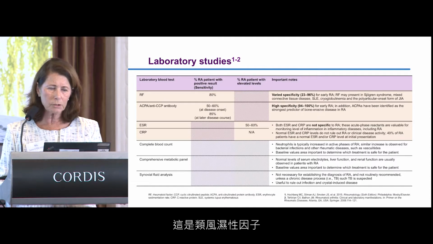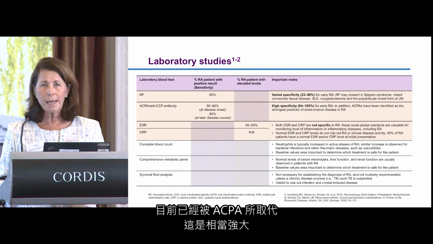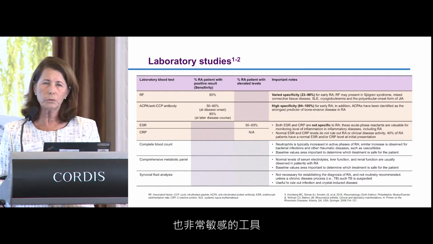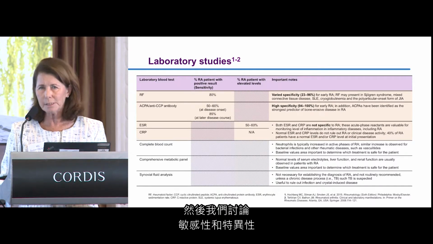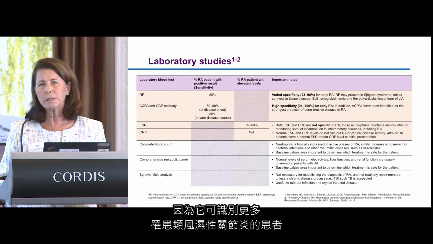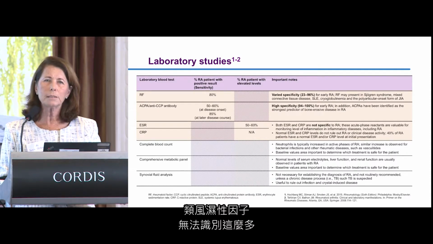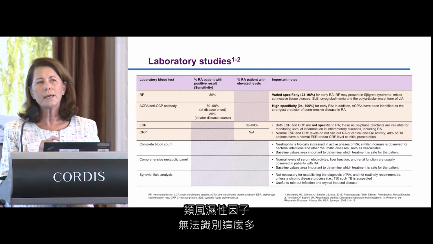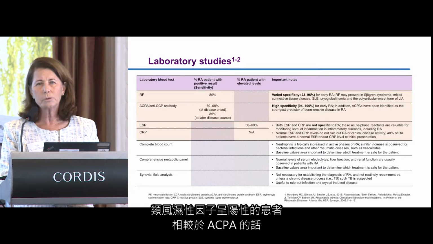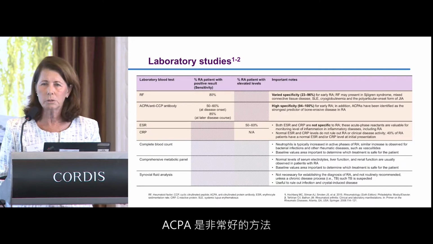There's rheumatoid factor, of course, which used to be the gold standard, but has really been replaced by ACPA now, which is a much stronger, much more sensitive tool. And we talk about sensitivity and specificity. The tool for ACPA is much more sensitive because it identifies more patients who have rheumatoid arthritis. Rheumatoid factor doesn't identify as many patients who are positive for rheumatoid factor as ACPA does. So ACPA is a very good measure.